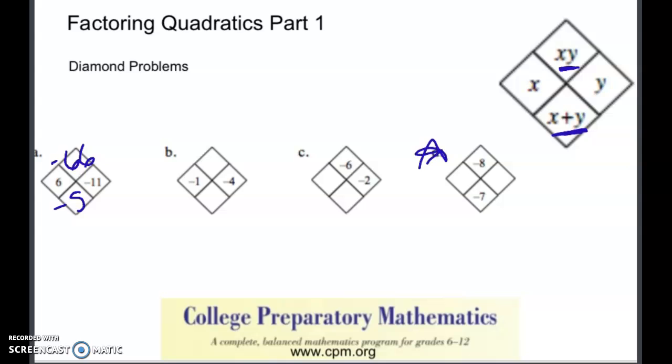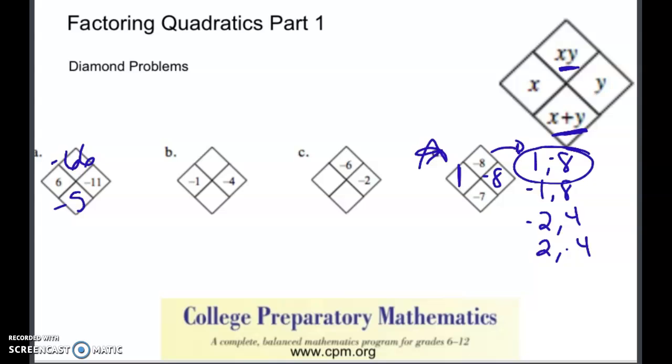Now, the ones that only have the top and bottom filled in will be very helpful for us in the future to factor quadratics. Now let's think back. One strategy is to list all the factors of the top number. Once I have done that, I can see which pairs of numbers will add to give me -7. So I know it's going to be 1 and -8.